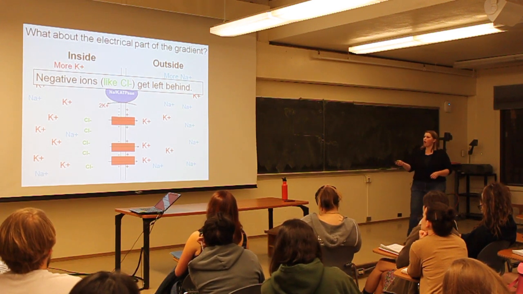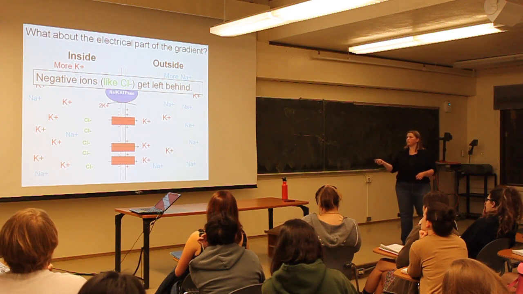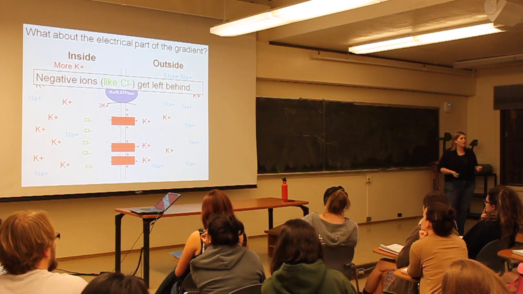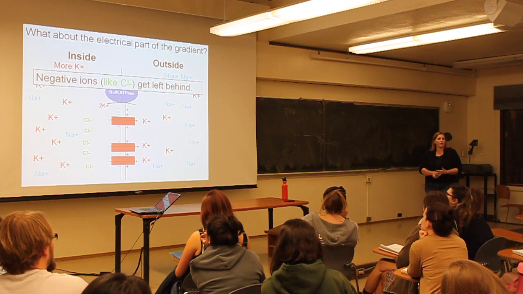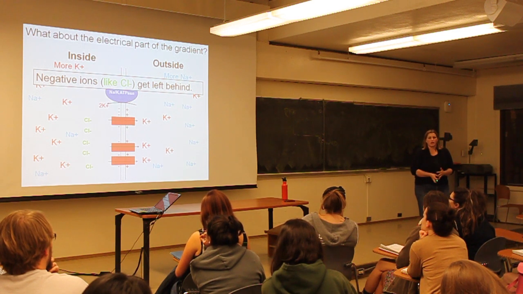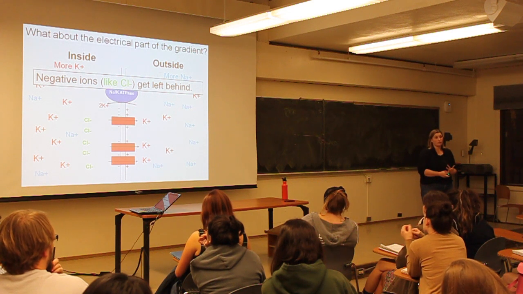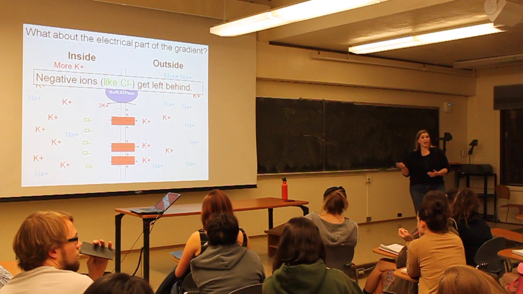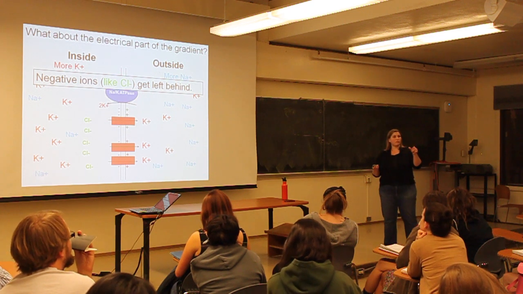Now, how come all of the potassiums don't just go out? We end up keeping some of our potassiums inside the cell. What do you think? Any ideas? We get too negative. It might get too negative inside. That's actually right on the right track.